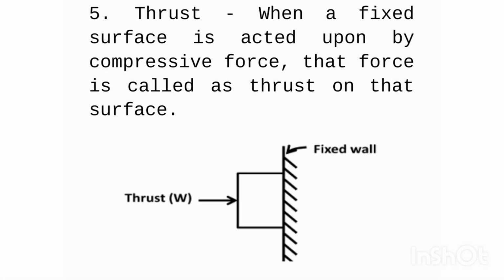Okay. Next term is thrust. So, what is a thrust? When a fixed surface like this fixed wall is acted upon by a compressive force, that means a push force, then that compressive force is called thrust on that surface. Like in this figure, thrust is W, the compressive force acting on the fixed wall. The fixed wall is the fixed surface here. Okay, so you push on some fixed wall and then that push is called thrust.